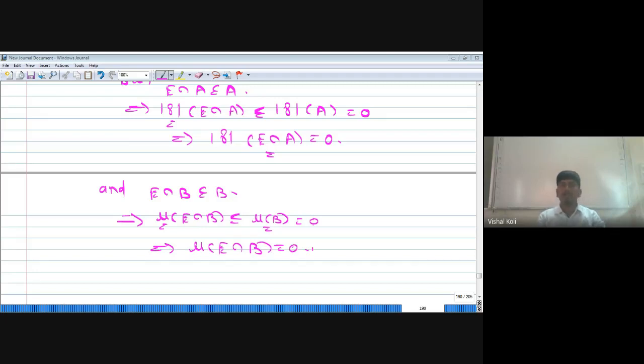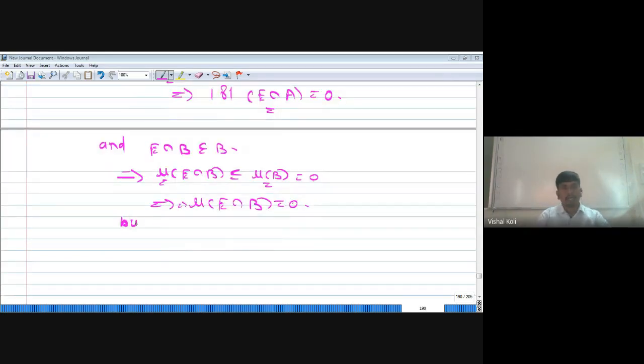But we are given that gamma is absolutely continuous with respect to a measure mu. And as gamma is a signed measure, total variation of gamma is absolutely continuous with respect to mu. But as total variation of gamma is absolutely continuous with respect to mu and measure of E intersection B is equal to 0, then by the definition of absolutely continuous measure, total variation of gamma of E intersection B must be equal to 0.